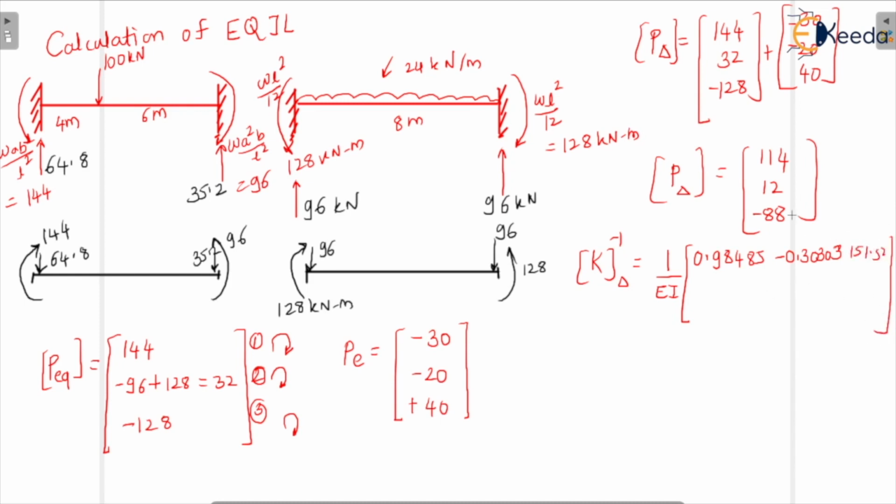There is some slight mistake here. Let me just correct, there is some small calculation mistake. It is 0.15152. Okay, and this is again minus 0.30303, then 0.60601, then again here minus 0.30303, then here again 0.15152 minus 0.30303, and it is 1.15152.